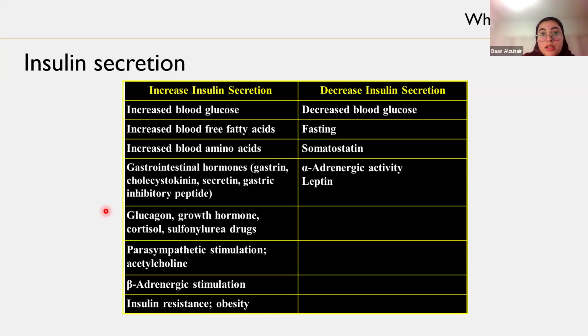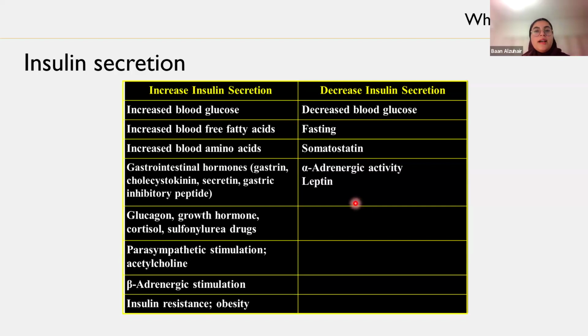Parasympathetic stimulation, so not norepinephrine and epinephrine. Beta adrenergic stimulation, and insulin resistance and obesity. All of these increase insulin secretion. What decreases it? We have somatostatin that we just mentioned.